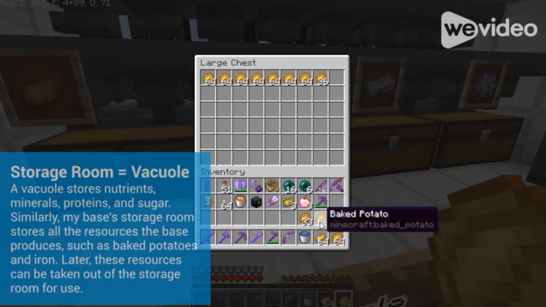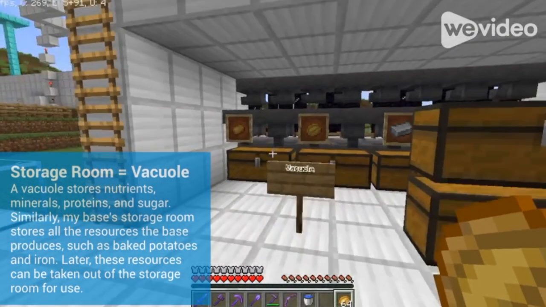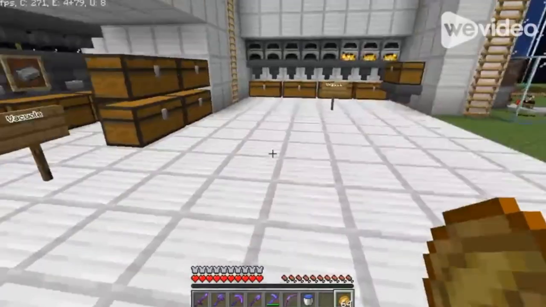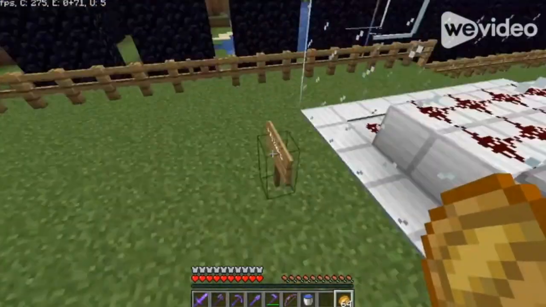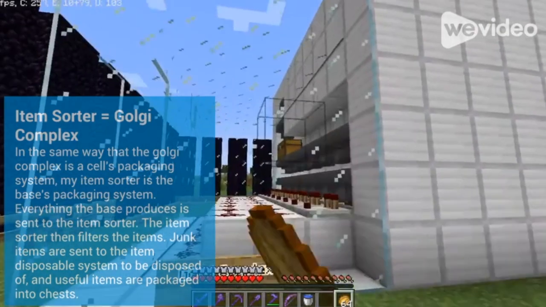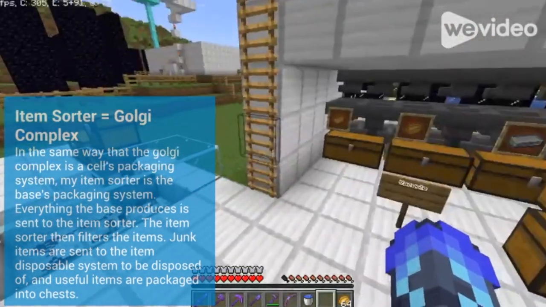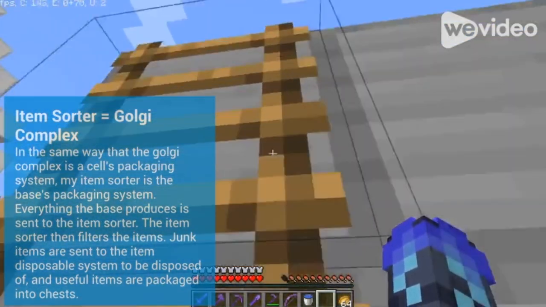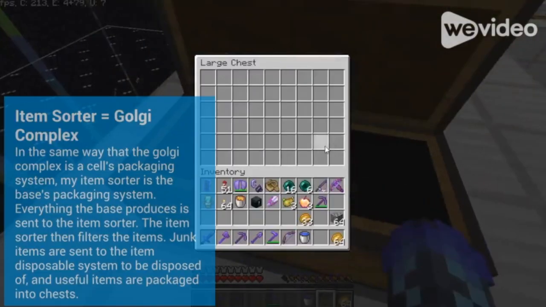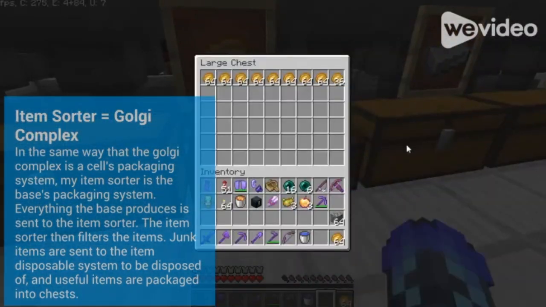A vacuole stores nutrients, minerals, proteins, and sugar. Similarly, my base's storage room stores all resources the base produces. In the same way the Golgi complex is a cell's packaging system, my item sorter is my base's packaging system. Everything the base produces is sent to the item sorter. The item sorter then filters the items. The junk is sent to the lava disposal system and useful items are packaged in chests.